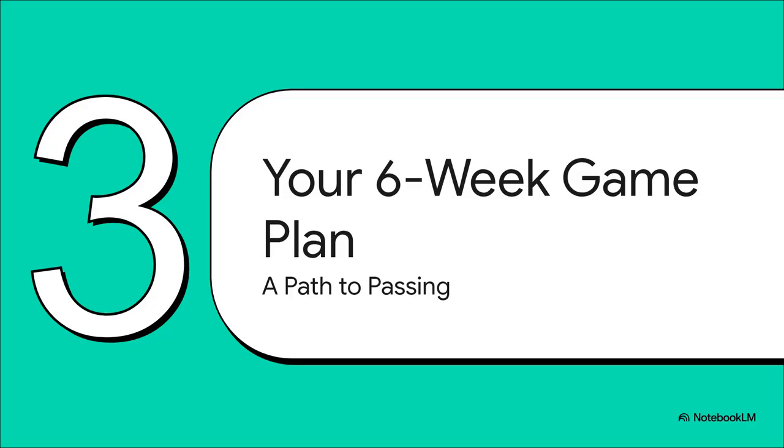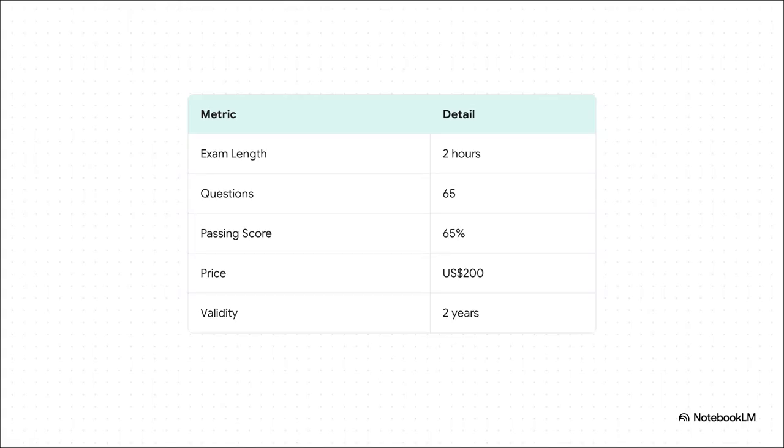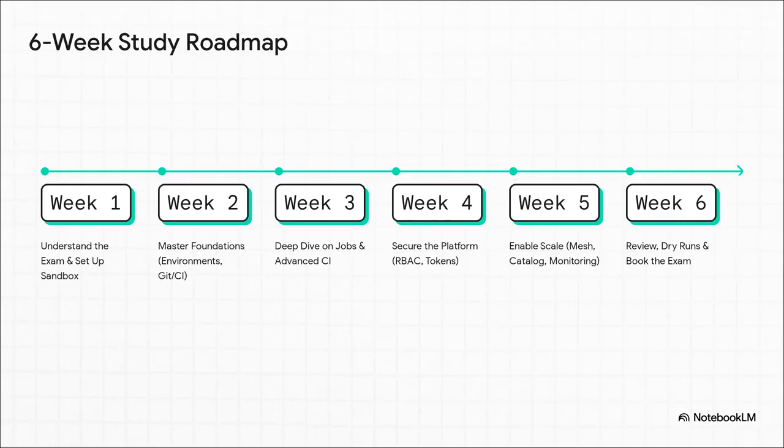Okay, knowing what's on the exam is one thing, but how do you actually prepare to pass? Let's talk strategy. All right, first things first, let's just get the logistics out of the way. Here are the key facts you absolutely need to know. It's a 2-hour exam, 65 questions, and you need a 65% to pass. Costs $200 and it's good for 2 years. Simple as that.